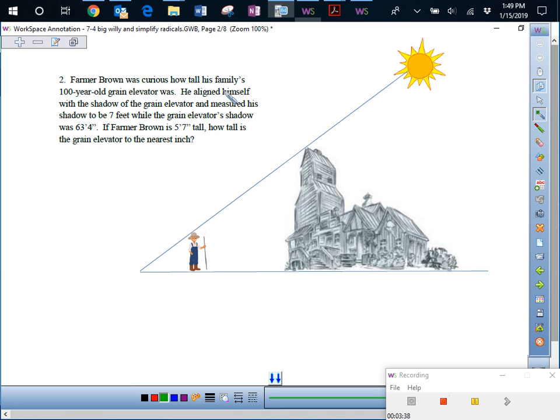Farmer Brown was curious how tall his family's 100-year-old grain elevator was. He aligned himself with the shadow of the grain elevator and measured his shadow to be 7 feet, while the grain elevator shadow was this, and Farmer Brown is this. How tall is the grain elevator to the nearest inch?